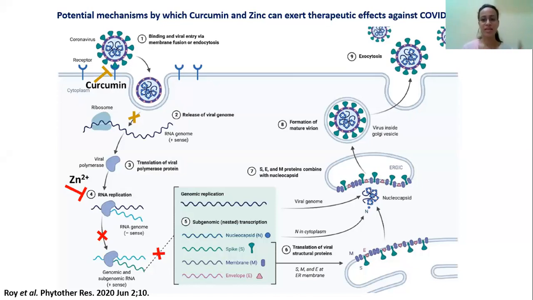And zinc inhibits the viral replication. What it does is it prevents or inhibits the subsequent transcription and the translational processes. So including curcumin and zinc supplements in the diet can have a very good beneficial role against COVID-19.